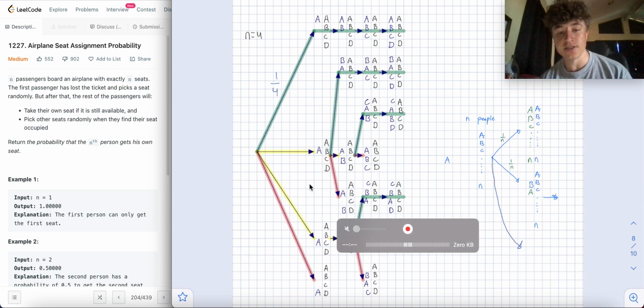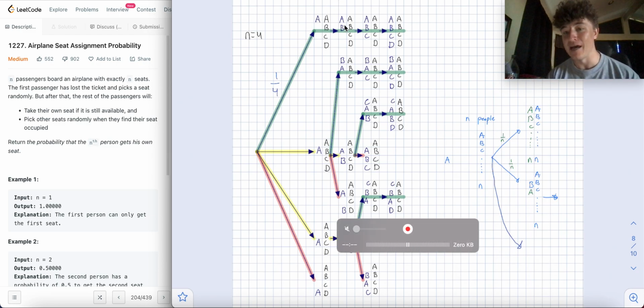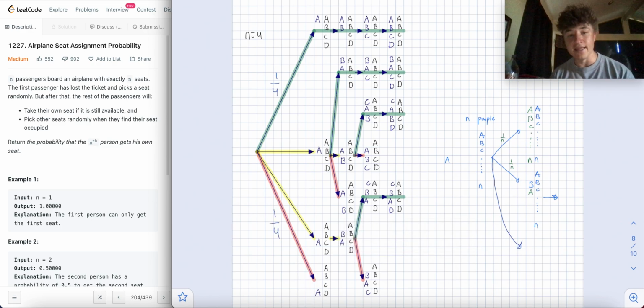Because any of these actions can happen at random, uniformly. A can end up here, or here, or here, or here. If A ends up just coincidentally at random in its own spot, then we're good, because everyone else will choose their seat accordingly. Only A is picking randomly. Everyone else is going to see their seat open and choose it. The other way where this is easy to understand is this red example, which also happens with 1/4 probability. All these things happen with 1/4 probability.